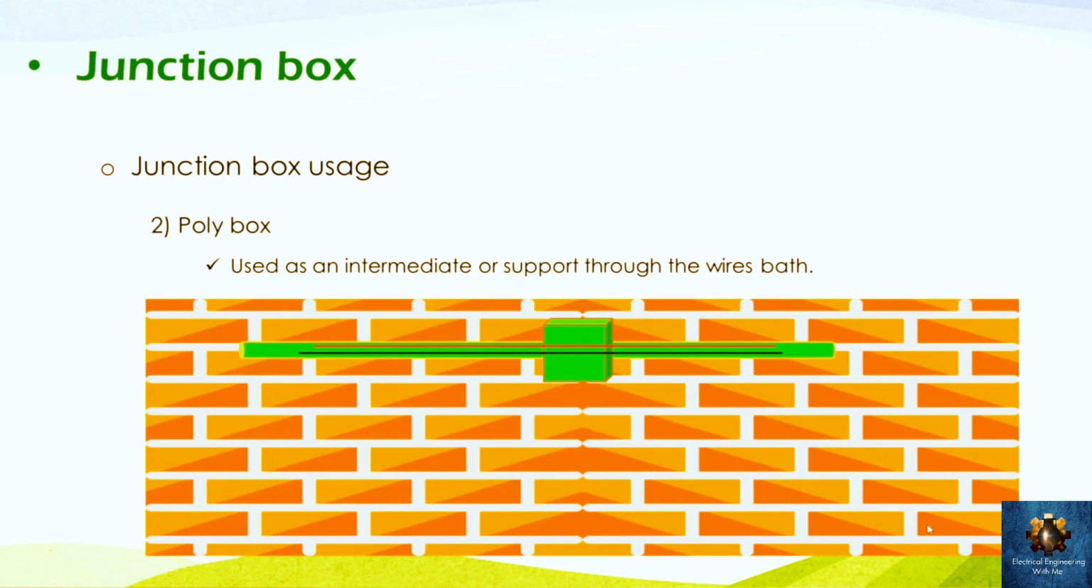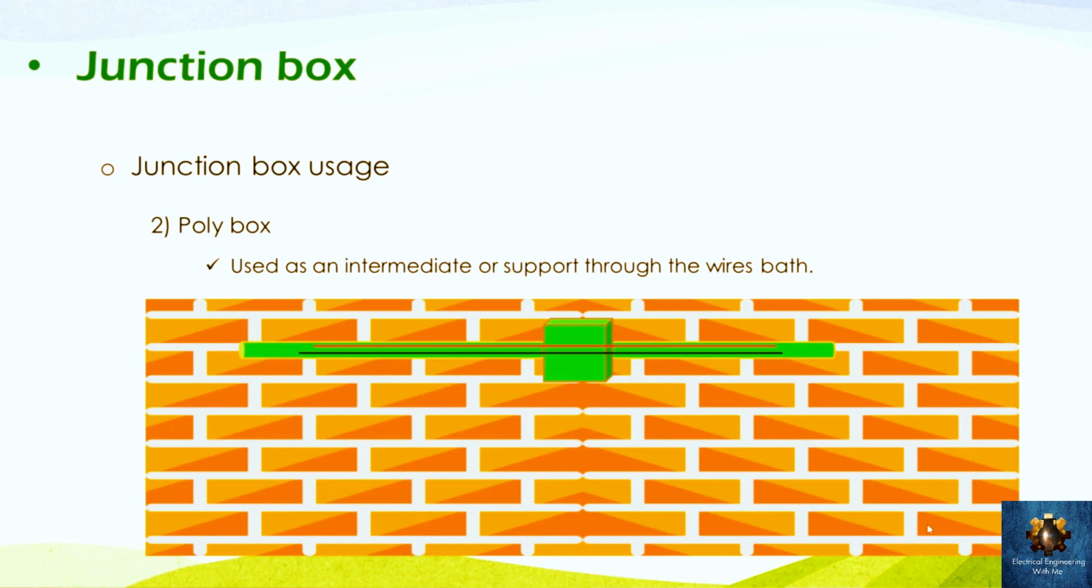and the loads. In that case, we use the pull box as a support for the wires, or as a point at which we can make an inspection of the wires. Suppose there is a problem with the wires which are passing through the wall, and we need a point at which we can inspect or troubleshoot those wires. So this pull box is the point at which we can troubleshoot the wires, as the wires appear from the box when we open it.